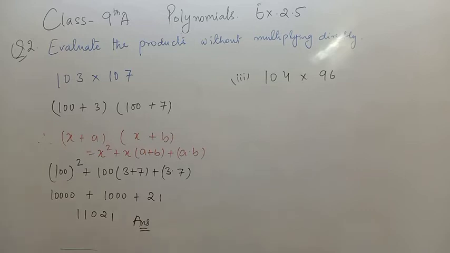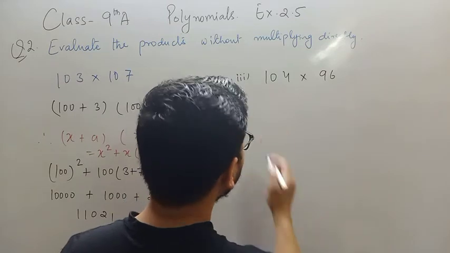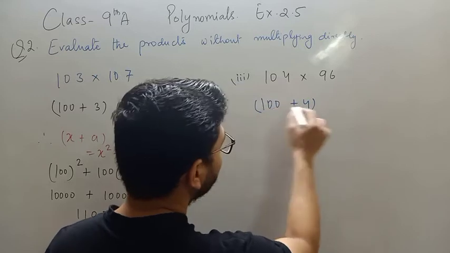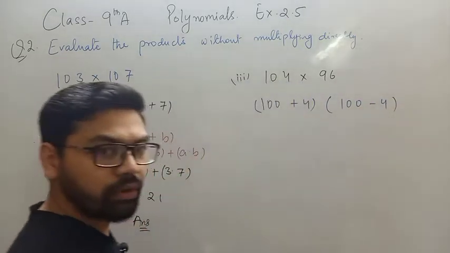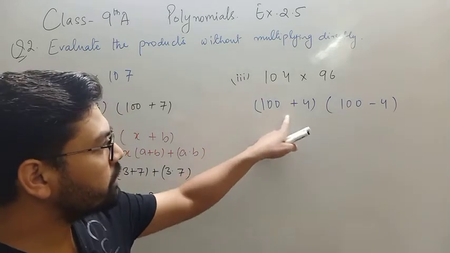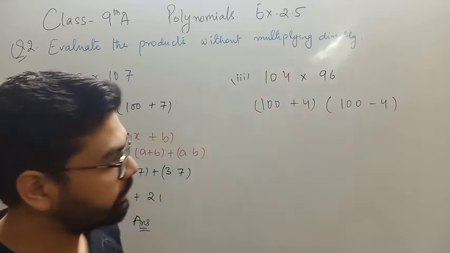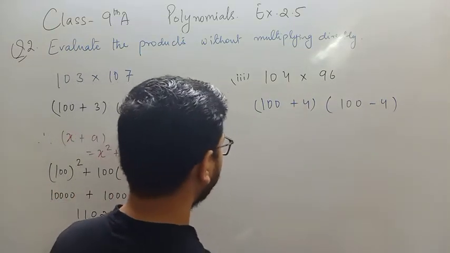Now the third part is 104 multiplied with 96. What you can do is write 100 plus 4 and 100 minus 4, right? 100 plus 4 will give you 104 and 100 minus 4 will give you 96, right? Here you can apply one property that I have explained to you earlier.